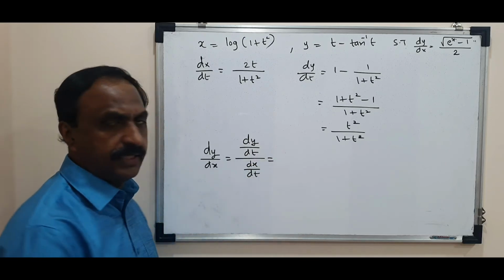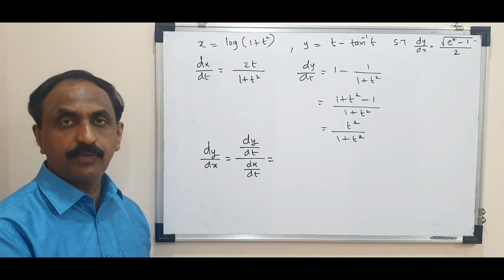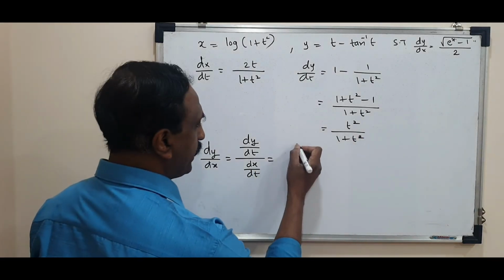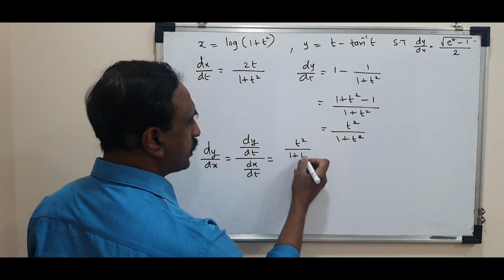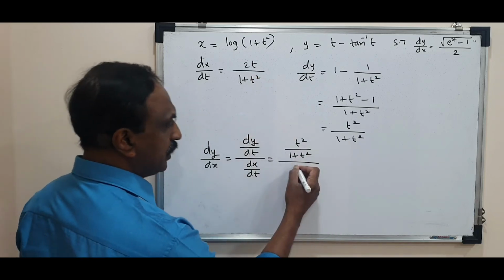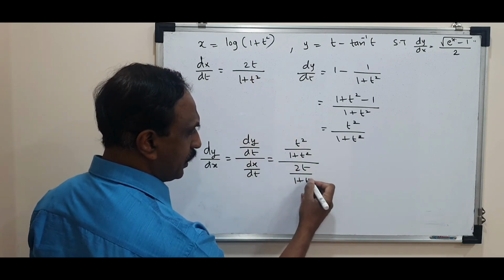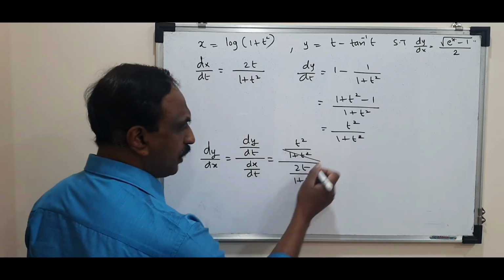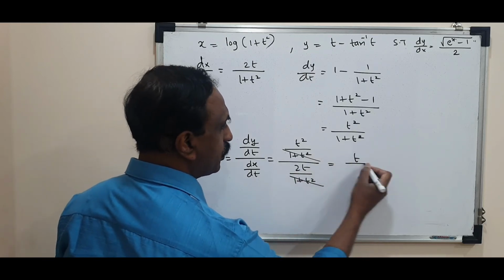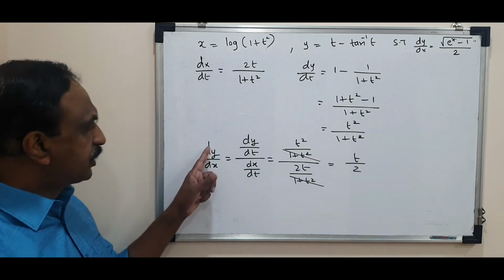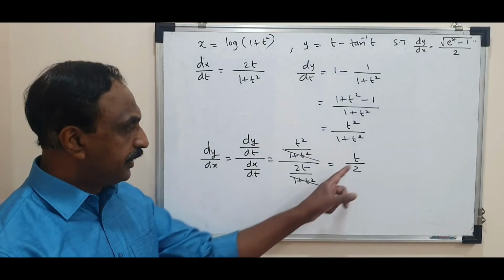So which method have I used? I used the method that we did in the previous module. So dy by dt is t square upon 1 plus t square, and dx by dt is 2t upon 1 plus t square. So t square will get cancelled and I'll get t by 2. So my answer for dy by dx is t by 2.